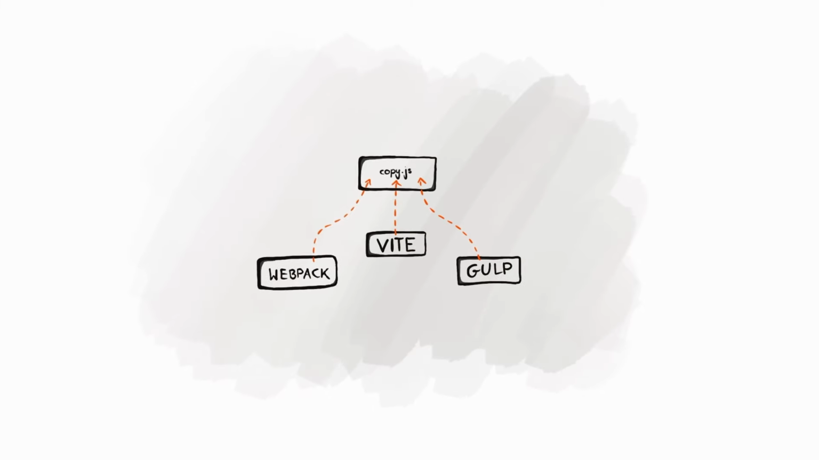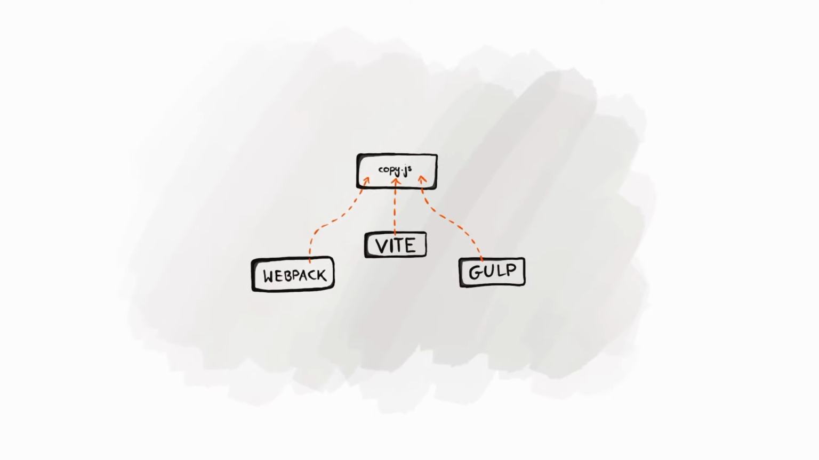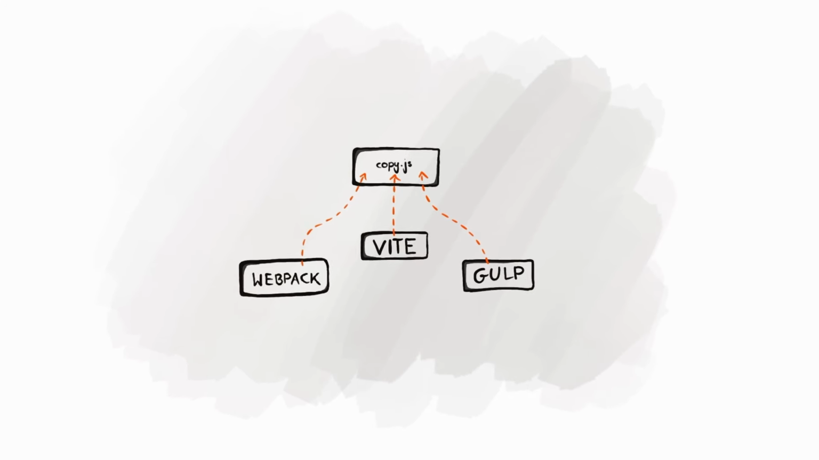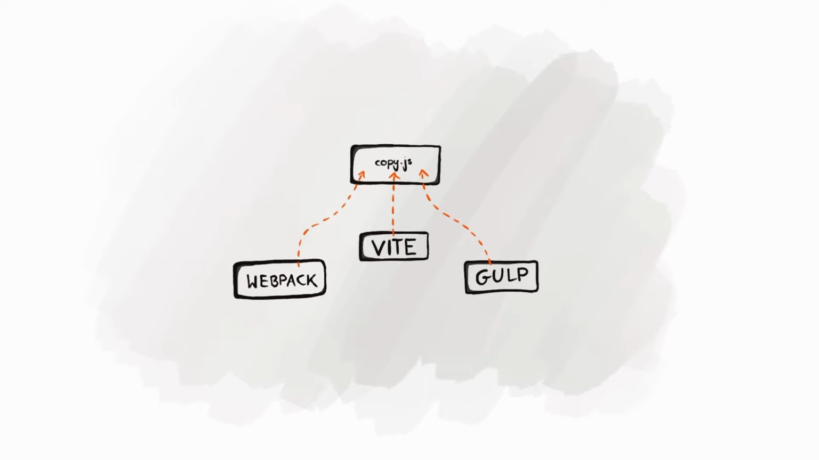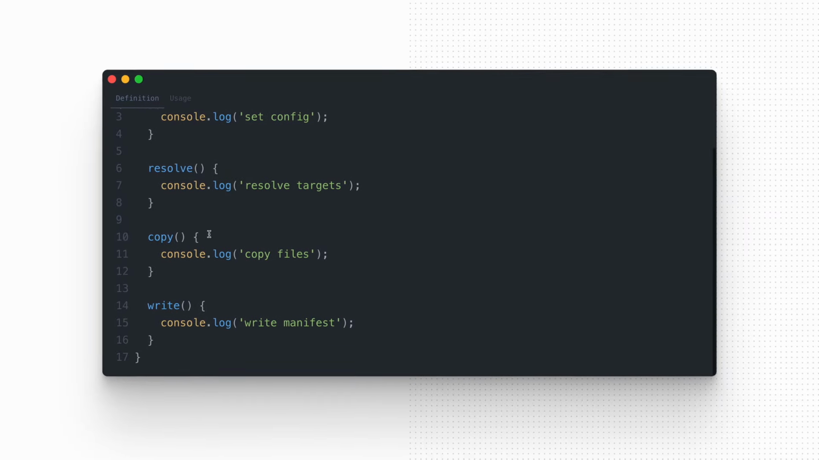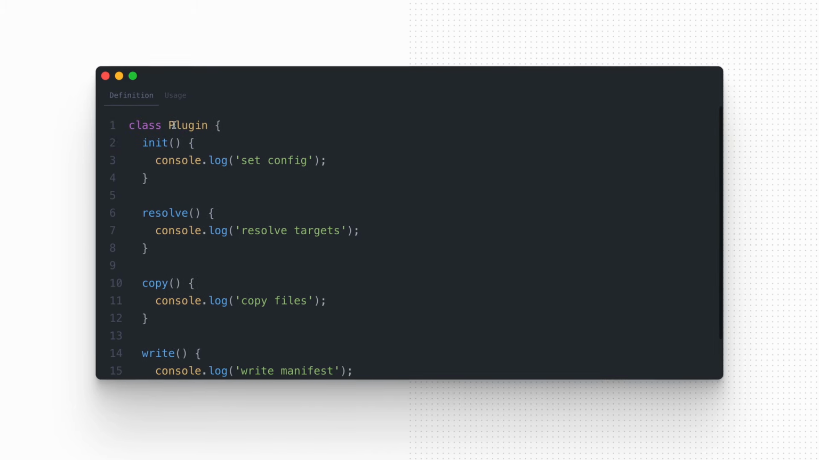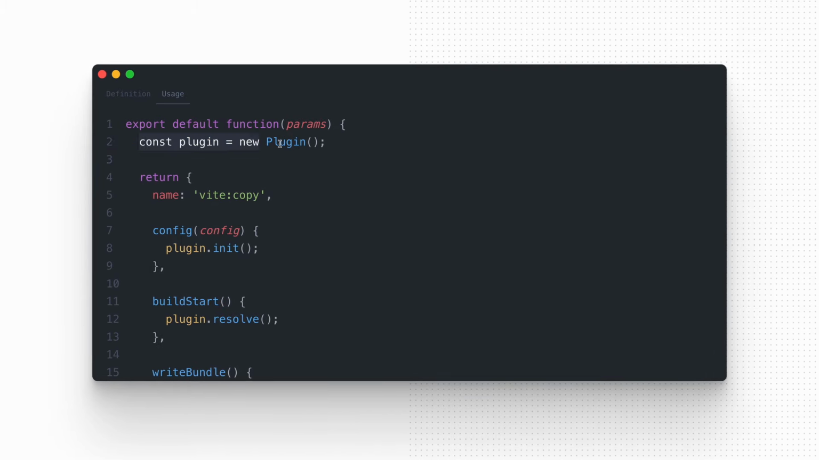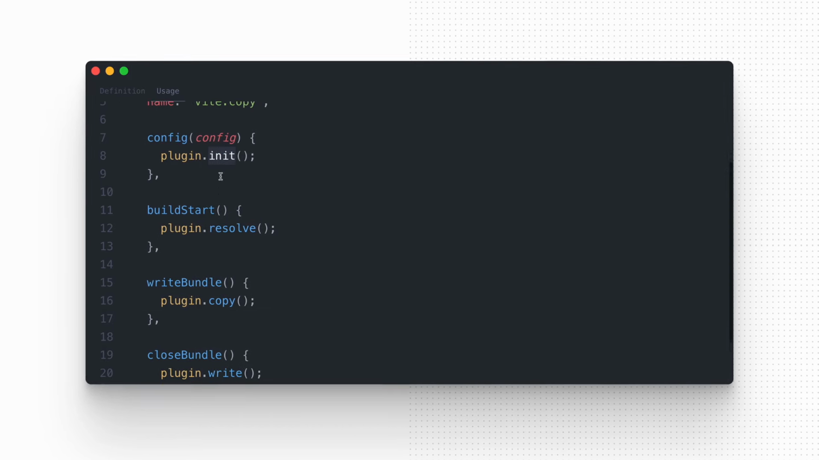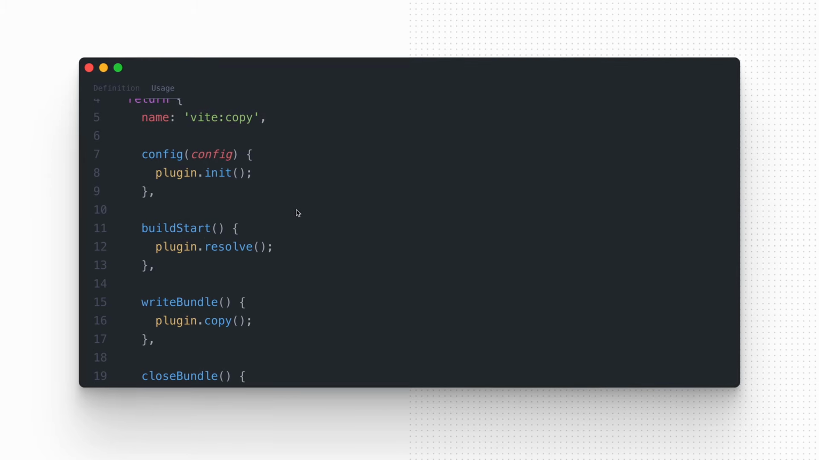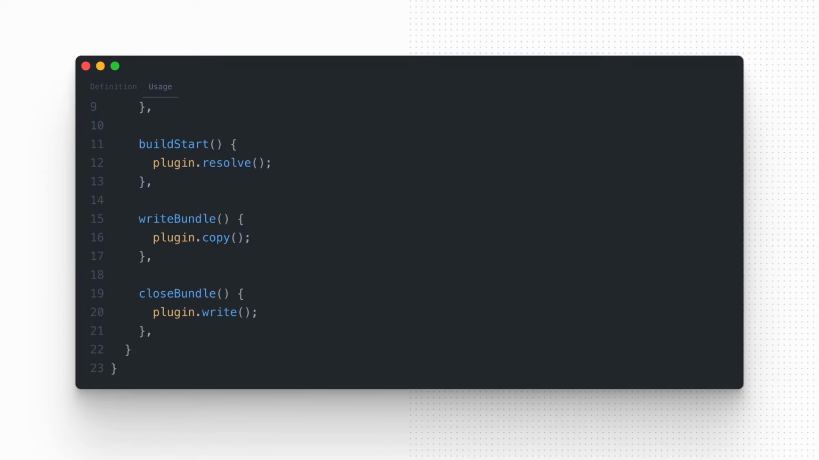Rollup, Vite, Webpack, Gulp, we just create a class instance there, configure and fire specific functions at the times specific to the infrastructure. As you can see, it is just a simple class. It provides a few functions that we already discussed earlier. We create an instance in the plugin factory and just run specific functions at specific execution points, so in the Vite or Rollup hooks. It's pretty simple.